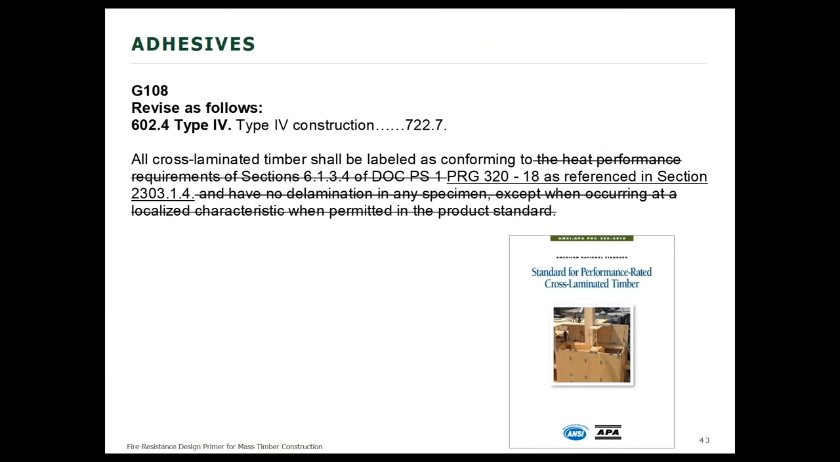This next slide shows the modification between the early concept that was considered for proposal by the CLT and the Columbus proposal. It was modified a little bit, and this shows you how it was modified to make sure there is no delamination based on conformance with the heat performance requirements of DOC PS1. Once it was determined that the 2018 edition of PRG 320 included those heat performance criteria and would also be the edition referenced in the IBC, the appropriate section of PRG 320 was instead pointed to.